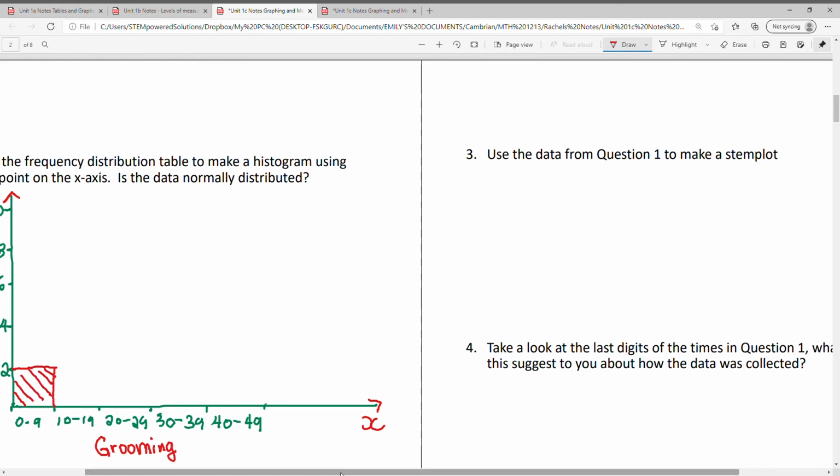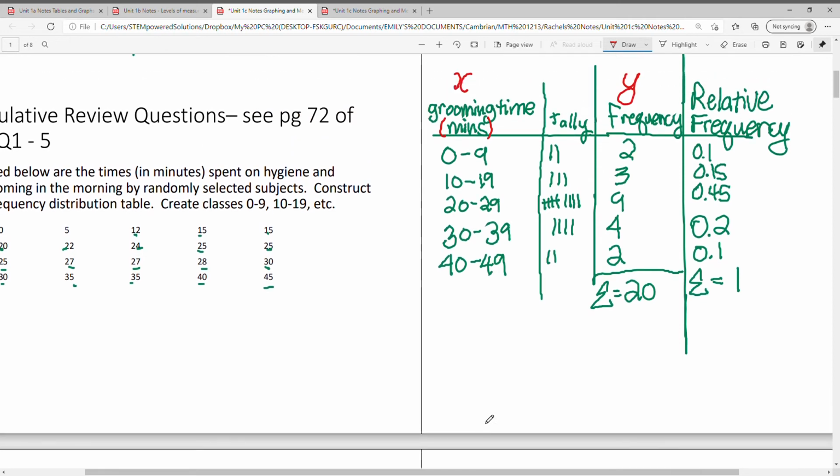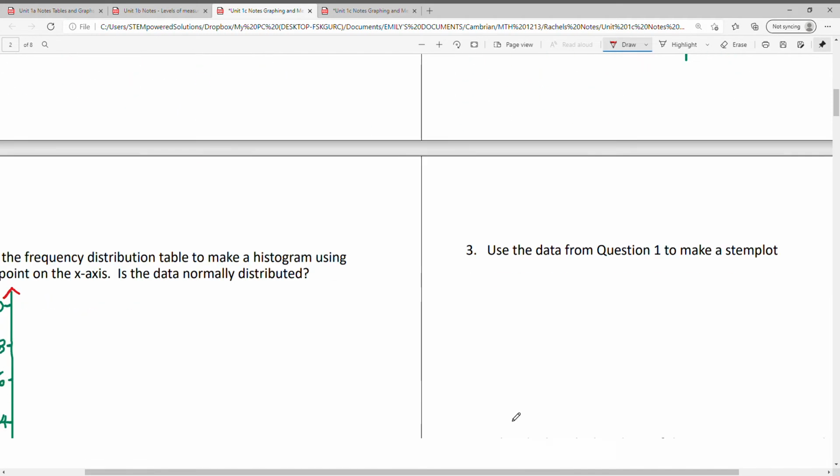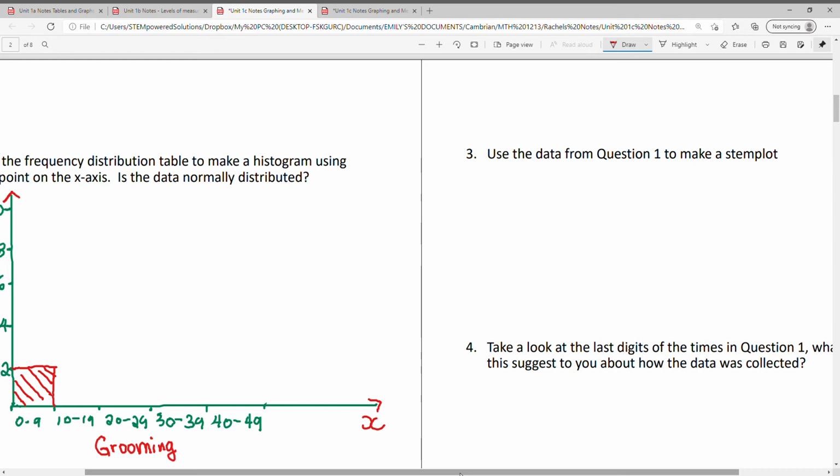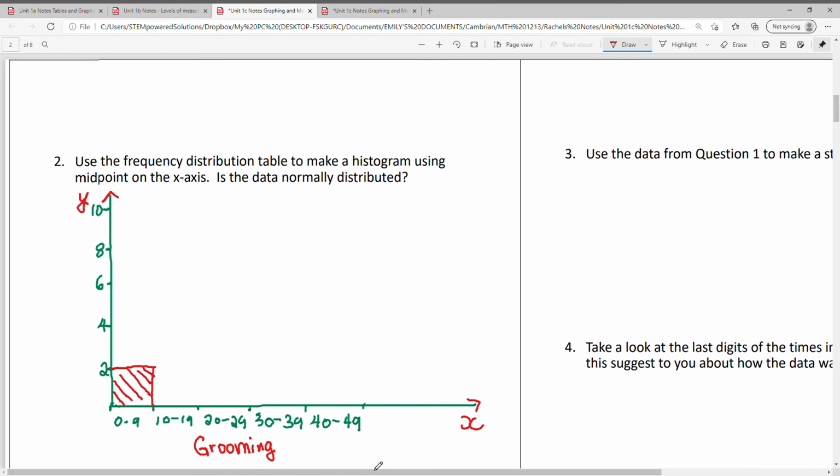Next is 10 to 19 minutes, and we have 3 people who have that kind of grooming time. So we're going to draw a line coming out from somewhere between the 2 and the 4, not so close to the 4. We'll have a line coming out like this. So this is a bar in our histogram.